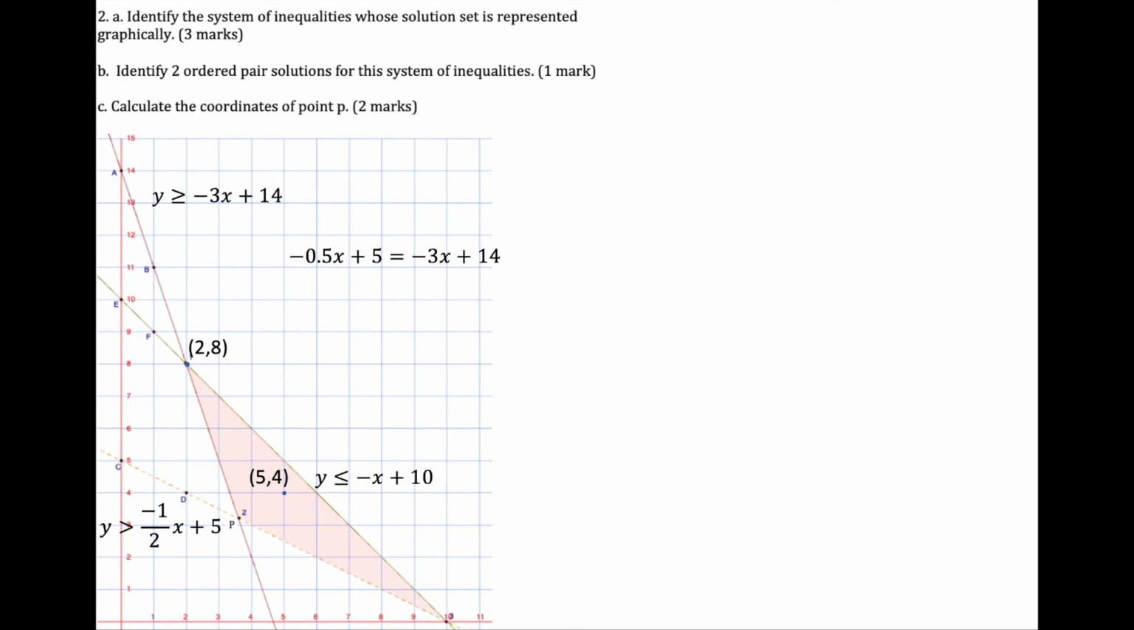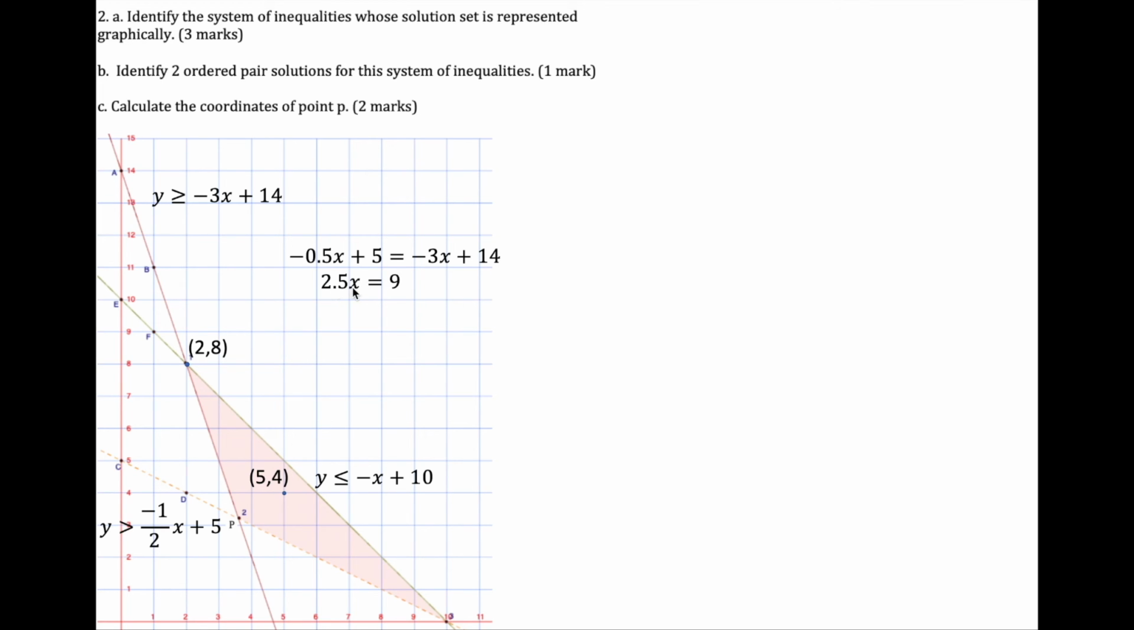It's closer to 0. So I always want to go to where I have more x's, which means I want to get rid of this -3x. So I'm going to add 3x to the right-hand side, and I have to add 3x to the left-hand side. 3 added to -0.5 is 2.5, so we get 2.5x on this side. I want to get rid of this 5, so I subtract 5 from both sides, giving me 9. We have 2.5x is equal to 9.